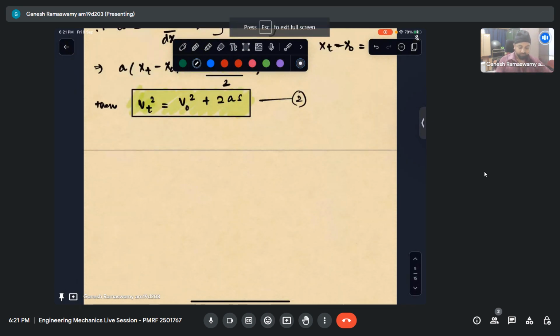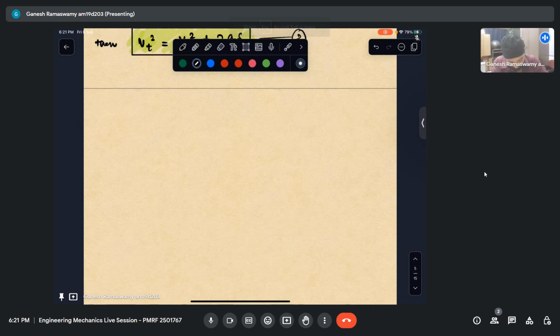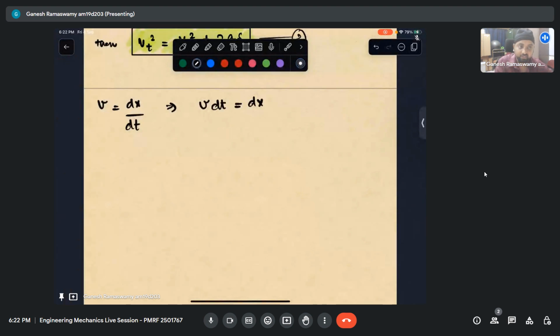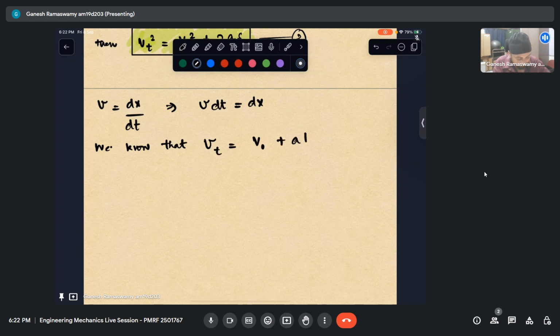So we have got two equations of motion. Similarly, now we can define v to be dx by dt. On cross multiplying, I can see that it is nothing but v dt equaling dx. Now mind you, I have not said that v is constant. v is necessarily a function of time if acceleration is constant. We know that v at any time t is nothing but v naught plus at. So therefore dx is nothing but v naught plus at dt.